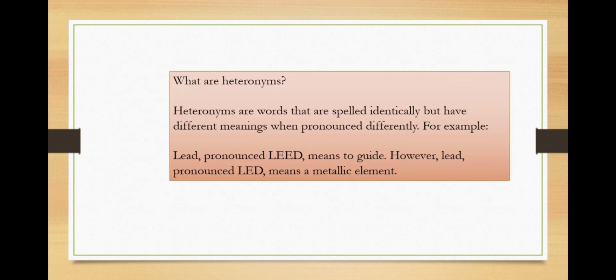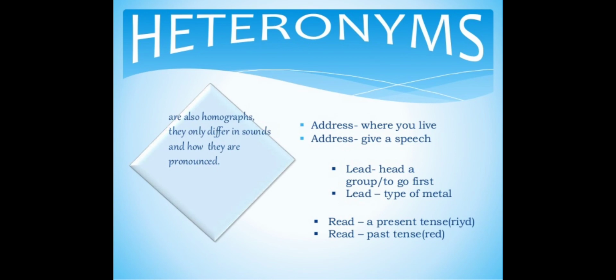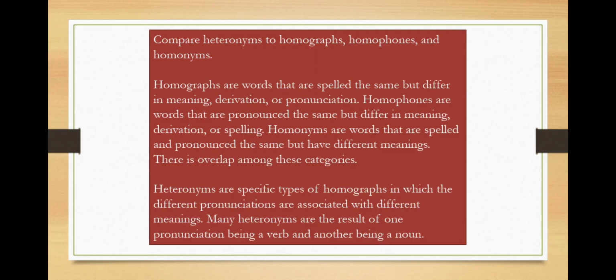So what is a heteronym? Heteronyms are words that are spelled identically but have different meanings when pronounced differently. For example, lead, pronounced lead, means to guide. However, lead, pronounced led, means a metallic element. Heteronyms, also homographs, only differ in how they are pronounced. For example, address, where you live. Address, to give a speech. Lead, to head a group or to go first. Lead, a type of metal. Read, present tense. Read, past tense. Those are the examples of homonyms, homographs, and heteronyms.